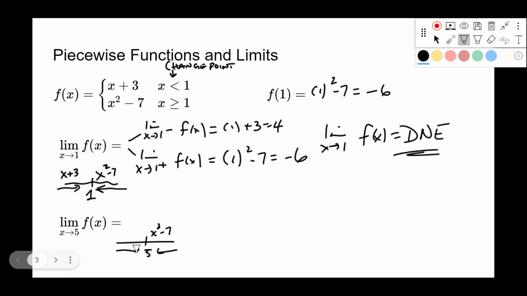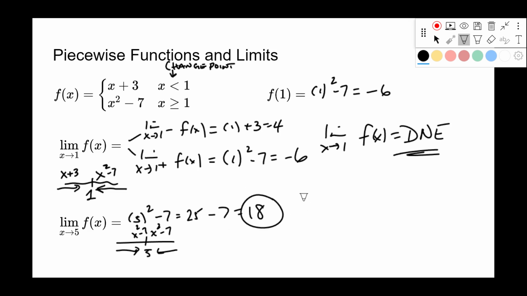So if you're really, really close to 5 from the left, you're also on the graph x squared minus 7. So all I need to do here is take 5 squared and subtract 7. I'm only going to be on this bottom piece if x is at 5 or near 5. So that's 25 minus 7, that's 18. That's the limit. I don't need to calculate the limit from the left and from the right because I'm so far away from the change point that I know which graph I'm definitely going to be on. I'm going to be on that x squared minus 7 graph. Okay? All right. So that takes care of that.